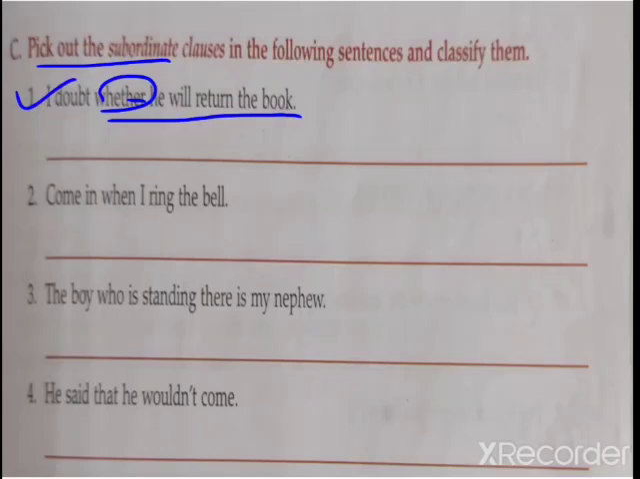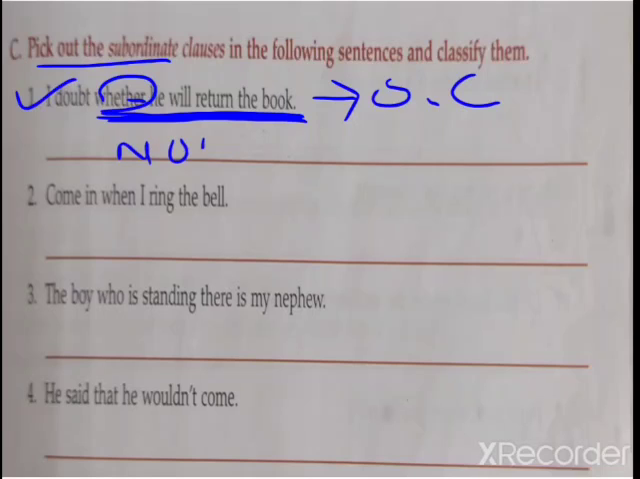Now look here, I doubt. Now, whether he will return the book is the object of doubt. So that's why it's known as a noun clause. Now in your textbook, how will you write? You can just underline it in your textbook, in the exercise at page number 119. Look at the first sentence, underline this and write here subordinate clause, and below write noun clause.